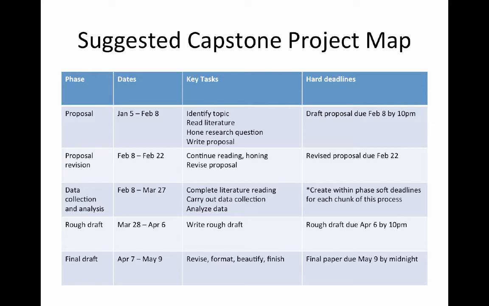And then you'll enter the final draft phase where you will get feedback, you will then revise, you will format according to your journal requirements, you'll beautify, you'll finish things up, whatever issues arise, you will manage and handle. And then you'll be done May 9 by midnight. And so that's how the project map works.